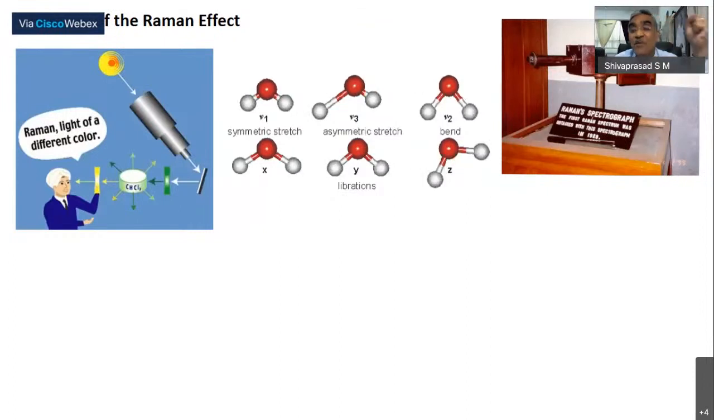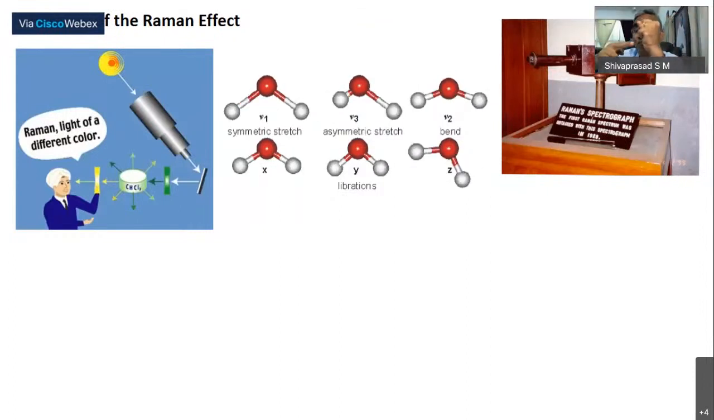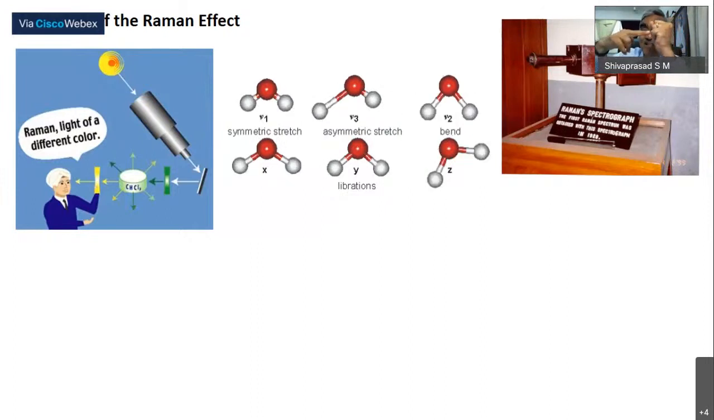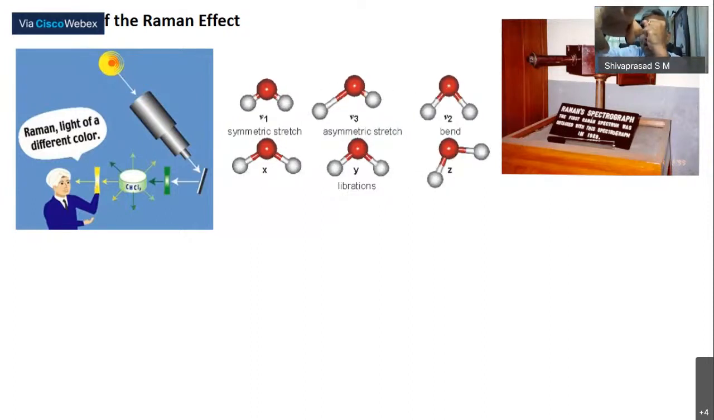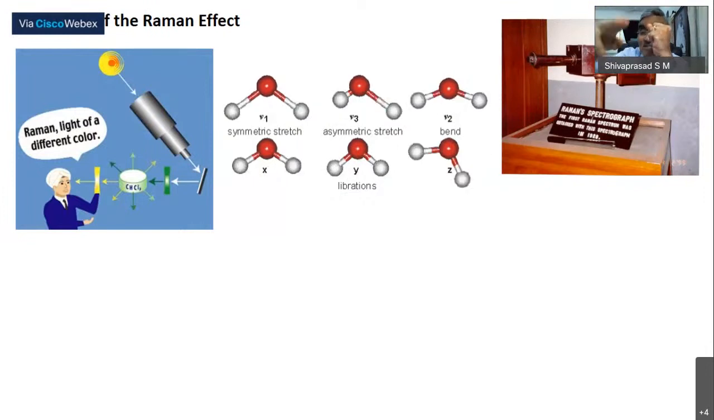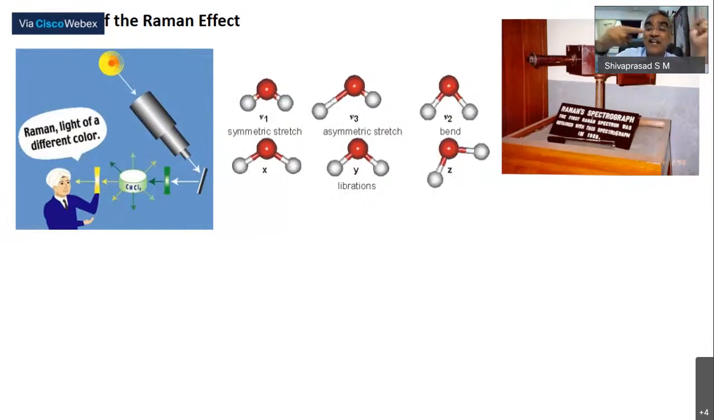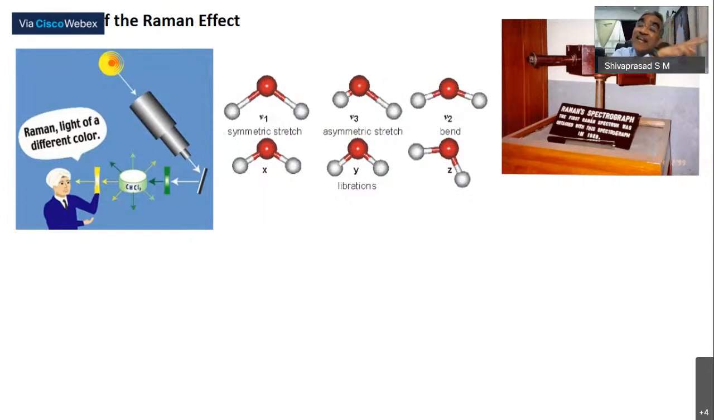So you see, if the molecule is moving towards the photon, and this photon is coming, light is coming, if it is moving towards this, it will lose energy. So it will reflect in one direction by losing some energy. But if it is moving in this direction and the photon goes like this, then it gains energy.